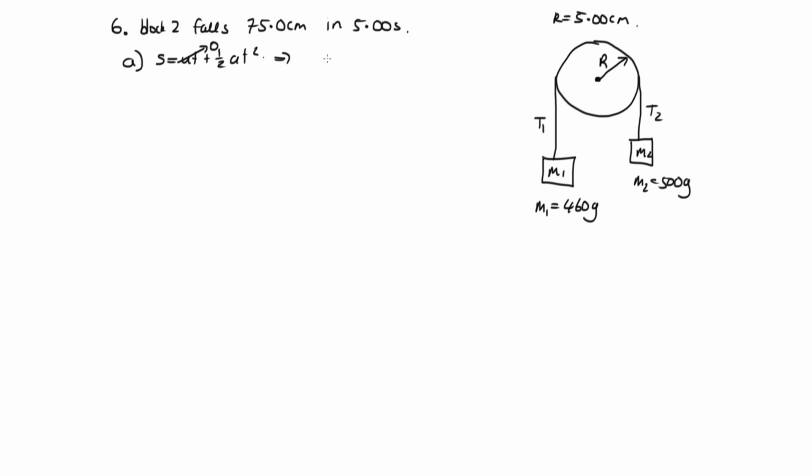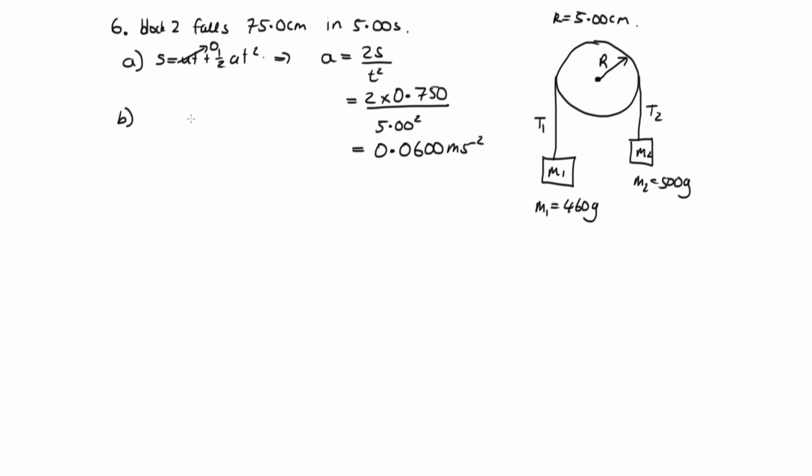And so rearranging this, we've got a = 2s/t², where s is the displacement it falls through. So now we can substitute in, because we got given these values in the question. So this is 2 times 75 centimeters, which is 0.750 meters, divided by t squared, which is 5 squared. So solving that on the calculator, we end up with 0.0600 meters per second squared as the acceleration. So it's accelerating relatively slowly, which is what you expect because these masses are fairly similar to each other.